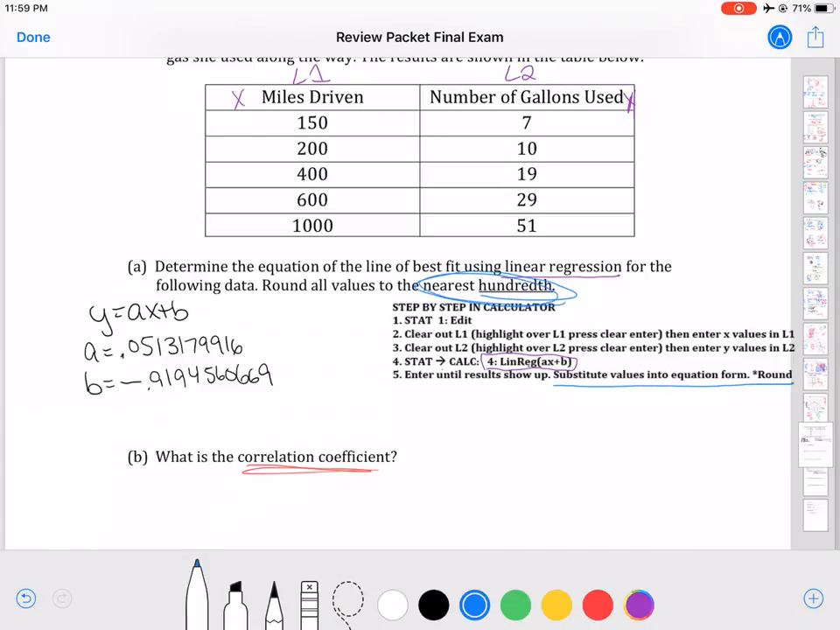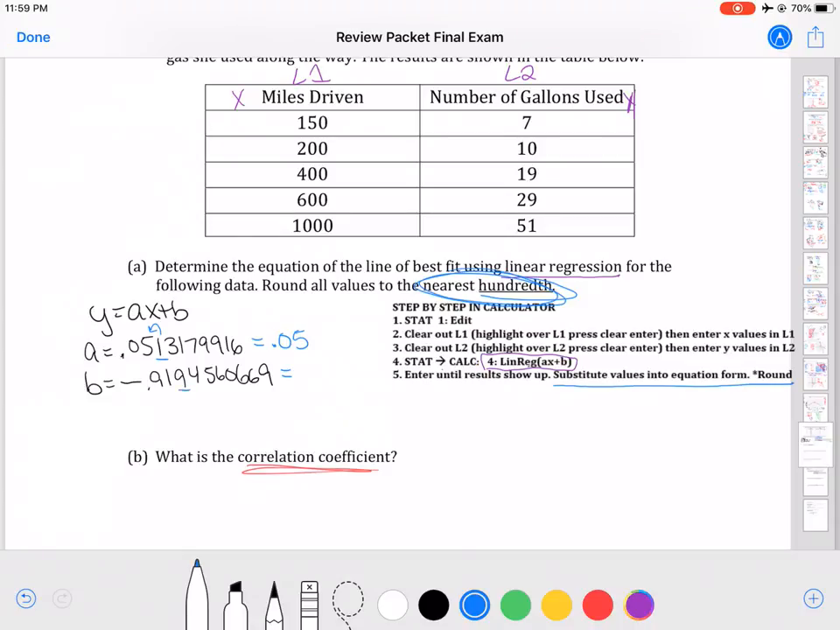Substitute values into equation form and round. It says to round in the directions to the nearest hundredth. So I'm going to round them first and then I'll substitute them in. So a to the nearest hundredth is 2 places after the decimal point, but you look at that third digit to see if it'll bump that up. 1 does not bump it up, so it's going to stay 0.05.